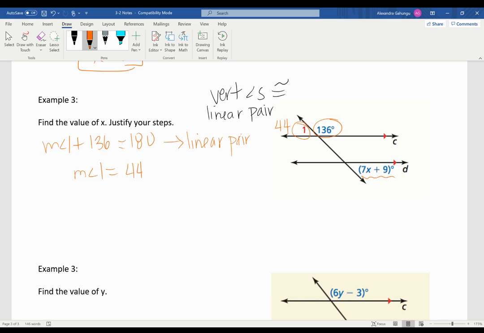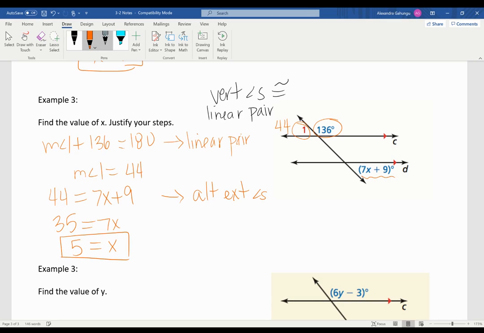So the measure of angle 1 is 44, and then I have, on the outside and opposite side of my transversal, 7x plus 9, so those are going to be congruent because of alternate exterior angles. So then I get 7x is equal to 35 and x is equal to 5. So this is going to be a really important step, deciding what type of angles you have here. These two weren't one of our special ones, so that's why I decided to find 44 first and then look for x.